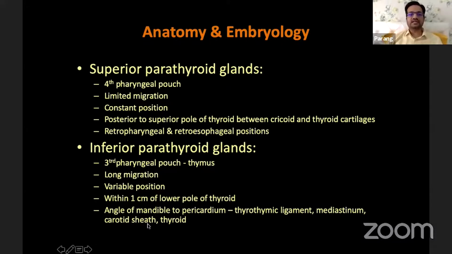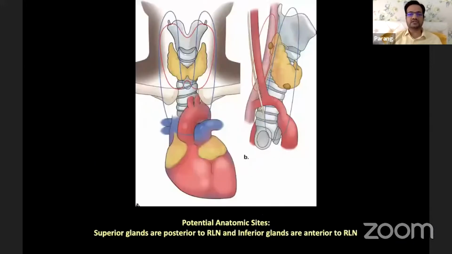It can be found even as high as the angle of mandible in the carotid sheath, in the thymic ligament, mediastinum, or within the thyroid itself. And the 4D CT parameters and various imaging techniques, various imaging findings in this will help you accurately differentiate them from the thyroid lesion.